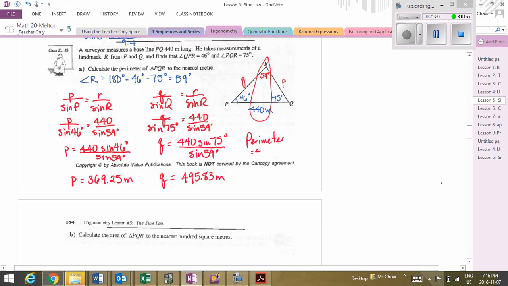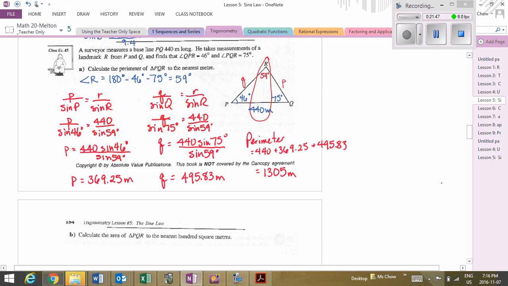So perimeter is going to equal 440 plus 369.25 plus 495.83, and when we round to the nearest whole, we end up with a perimeter of 1,305 meters. Excellent.